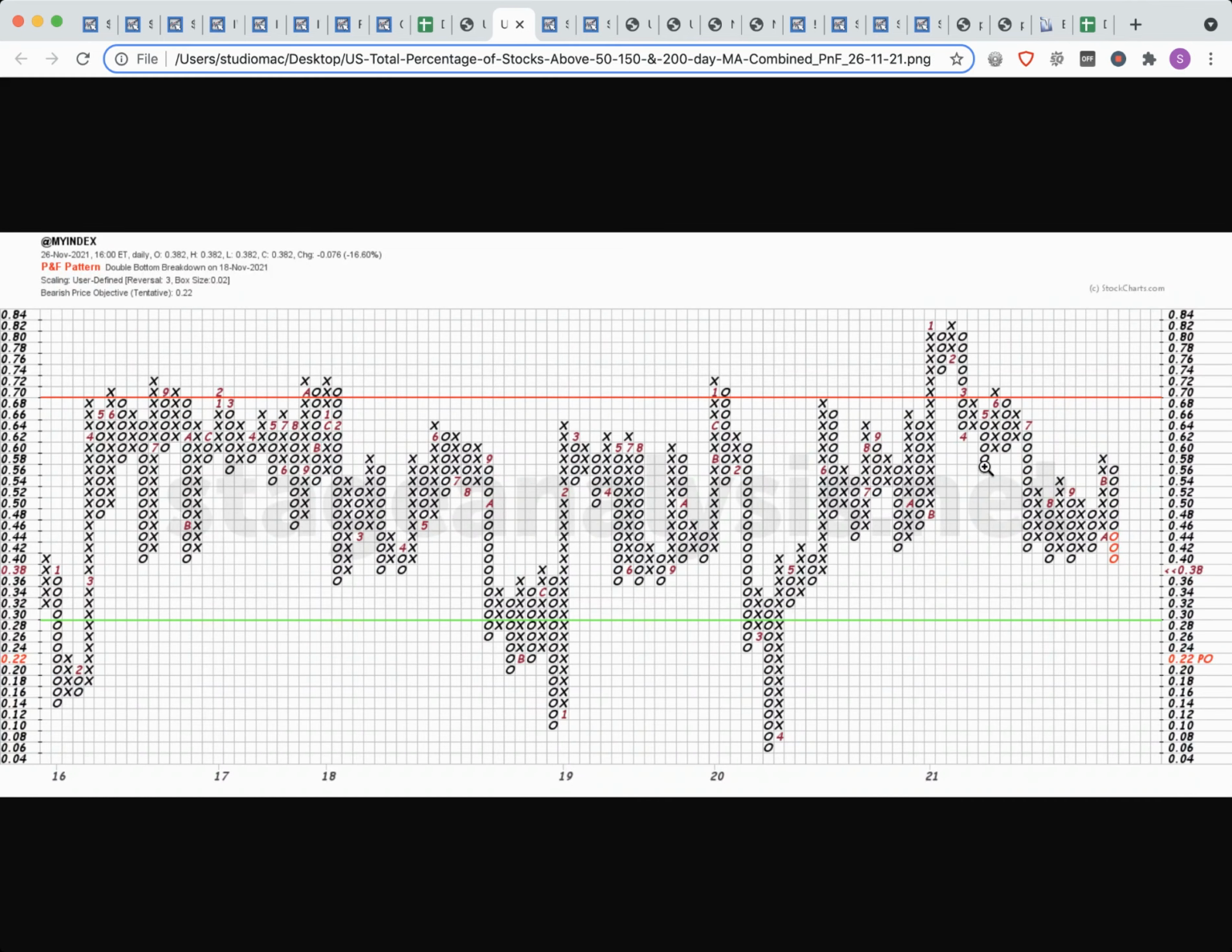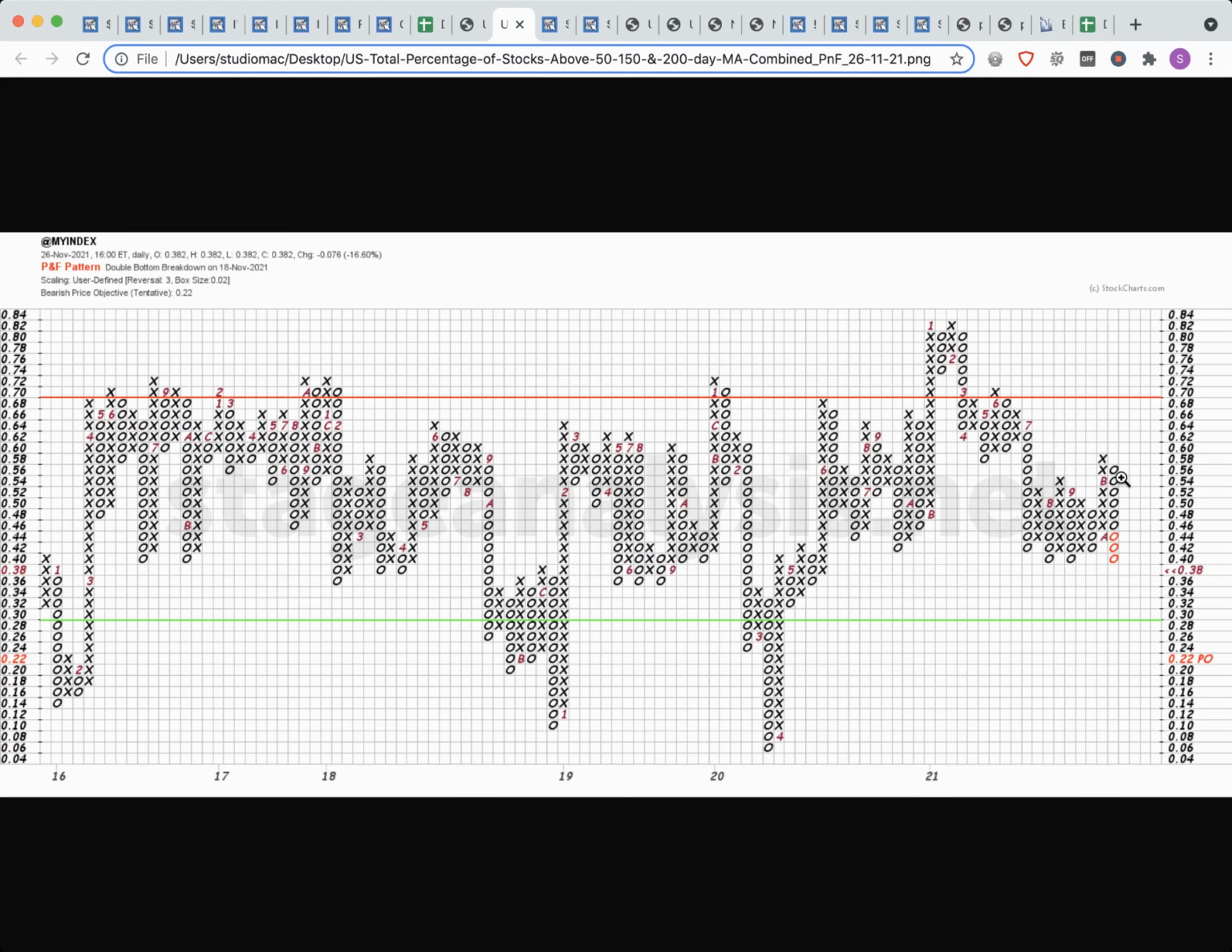The point and figure chart shows it in exactly the same way. This is the same chart, but using the point and figure chart with the bullish percent chart scale, which is a 2% box size with three reversal. You can see this basing structure we've been making. We broke down in February from the high there, so that was your initial sell point through this area into March. And now we've made another double bottom breakdown here.